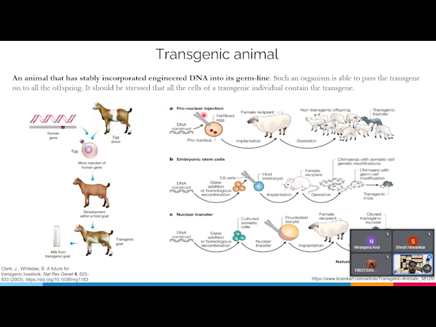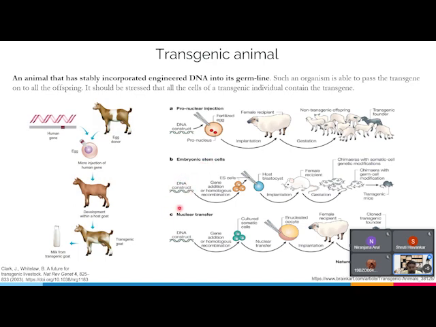The first is known as pronuclear injection, in which you take your DNA construct, put it into a fertilized egg, and implant it into a female recipient, which is the surrogate mother. After giving rise to the offspring, you will have transgenic offspring present in the whole litter. Another method is using embryonic stem cells.